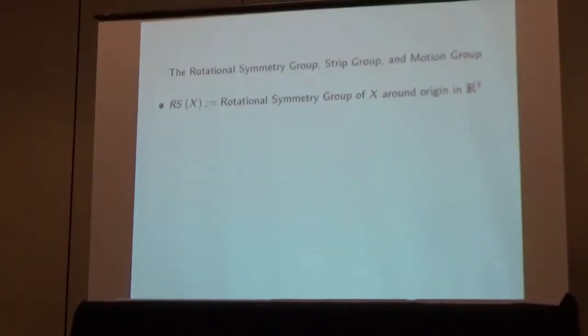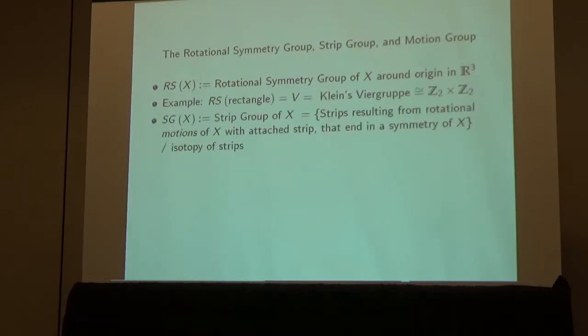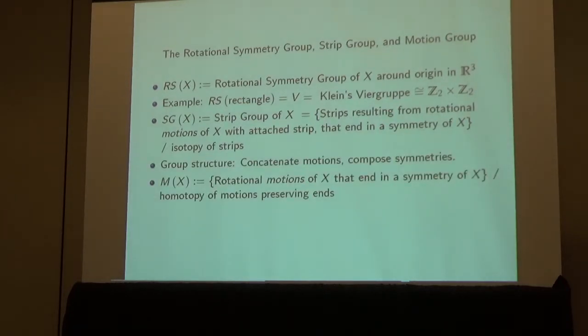So what are we playing with here? Let's consider not just a rectangle, but any object in three-dimensional space. We're talking about first the rotational symmetry group of the object, which in the case of the rectangle was the Klein 4 group, and then we're talking about this strip group, which I've created by attaching a strip to it. So it's equivalence classes of strips resulting from rotational motions of X with an attached strip that end in a symmetry of X up to isotopy of the strips. That's this group. And now there's another group that I'd like to introduce to you, which I'll call the motion group. Now, unfortunately, mathematicians tend to call symmetries motions, but they have nothing to do with motion. A symmetry is a symmetry. It doesn't have to do with motion, but this has to do with motion. These are real motions.